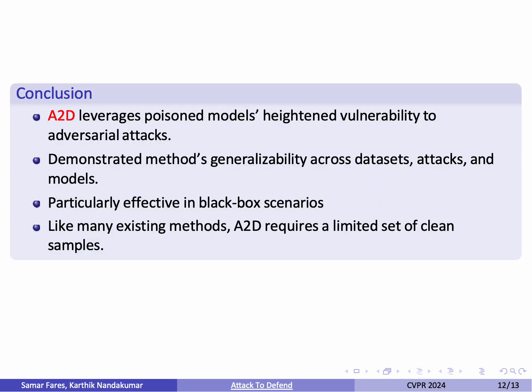In conclusion, we have presented the A2D approach for detecting poison DNN models, which leverages the increased vulnerability of poison models to adversarial attacks. We have demonstrated the generalizability of our method across data sets, attacks, and models, especially in the black box scenario. Like the majority of existing methods, our approach also needs a limited set of clean samples.